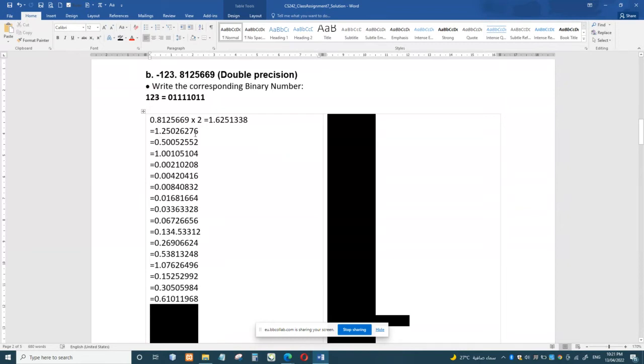I'm just showing the result. I'm not showing the multiplication by 2. What will be the result?